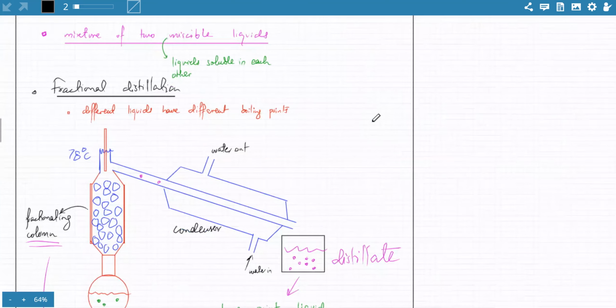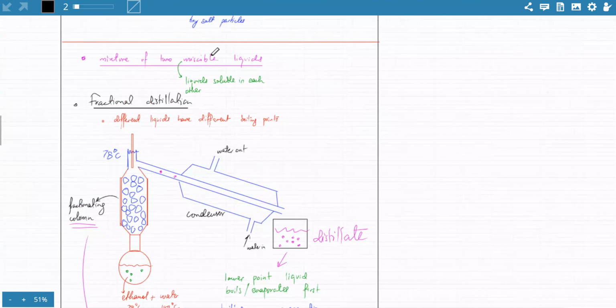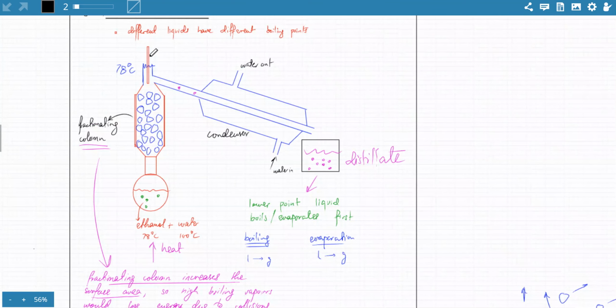Then you had fractional distillation. Fractional distillation was when you had a mixture of two miscible liquids, liquids that mix with each other, like ethanol and water. They have different boiling points. When you start heating it, ethanol boils first. You collect ethanol first. That's your first distillate. The thermometer over here would give you the reading. This was called fractional distillation, right? If you have two miscible liquids and they have different boiling points.